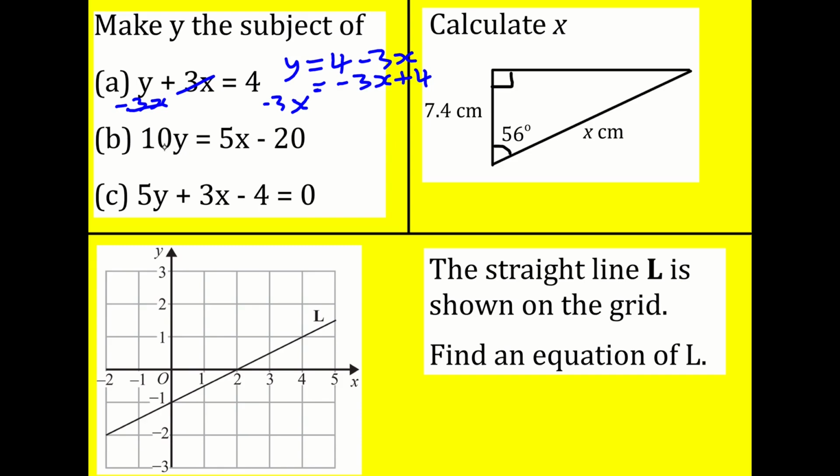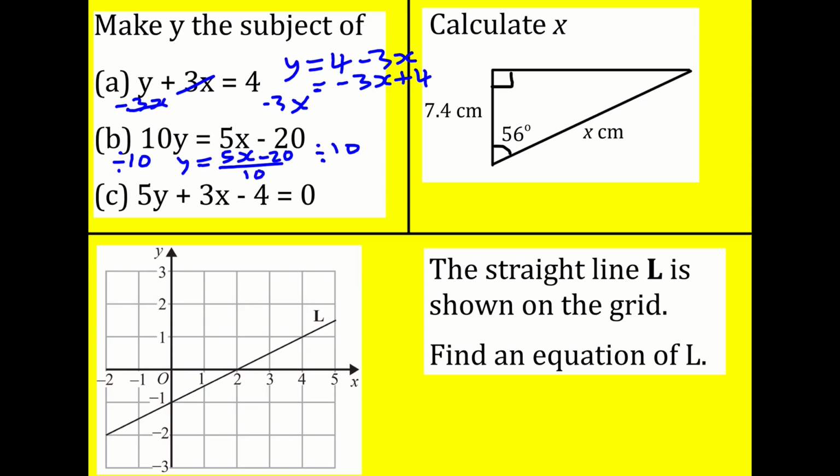The next one, because we've got 10 lots of y, it's a bit like when you're solving an equation. 10y equals 20. Well, y is 2, but how do you get that? You do 20 divided by 10. Same process here, but we've got a formula instead of an equation to solve. We're going to get y is equal to 5x minus 20 all over 10.